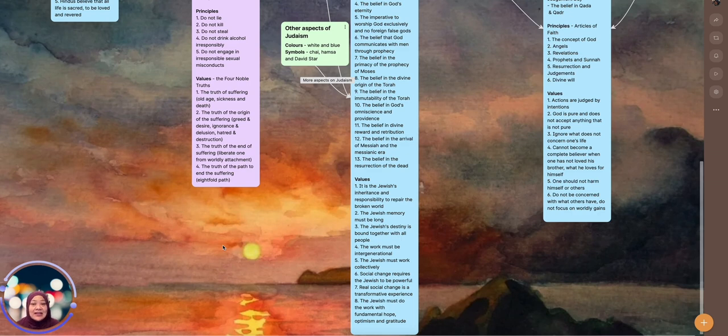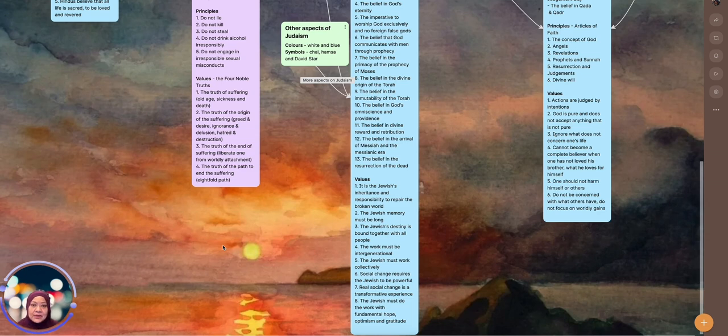We have 8 values, and if you look very carefully at the values, you will be able to understand why Jewish people, the majority of them, are very close-knitted. They are very respecting of the elderly. And what is happening in Gaza now? Partly because of these values, if you look at it very, very carefully.